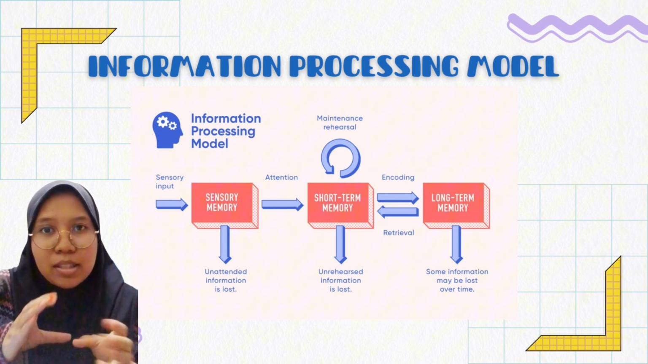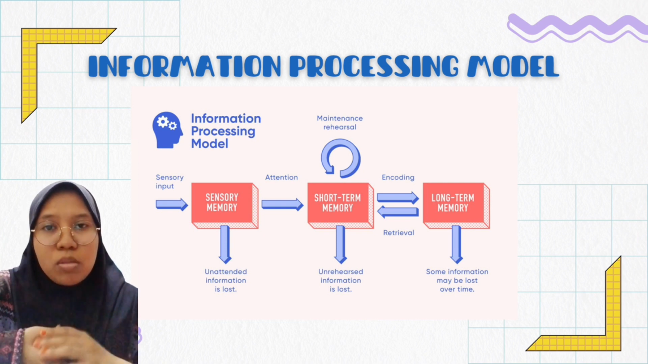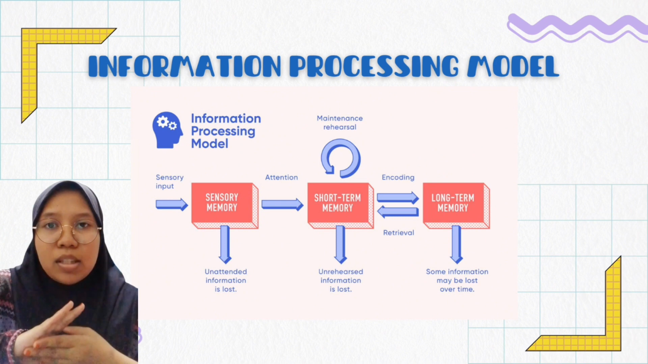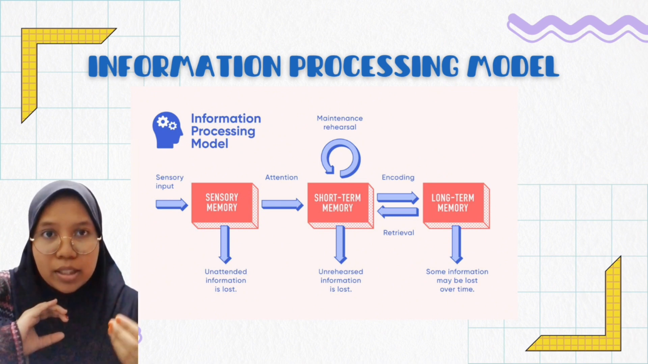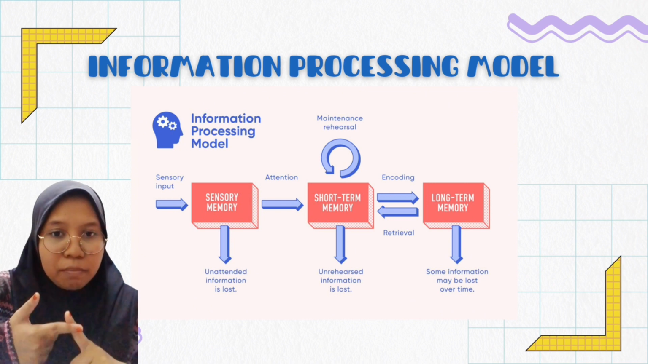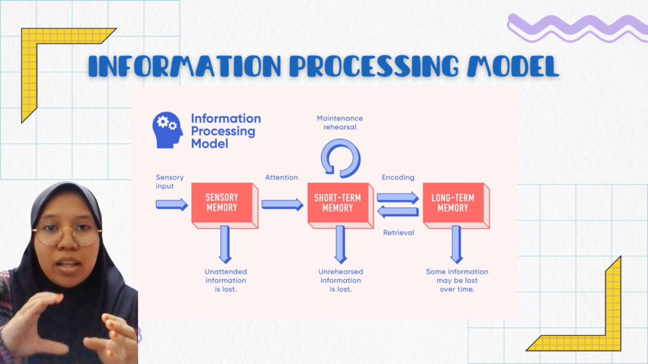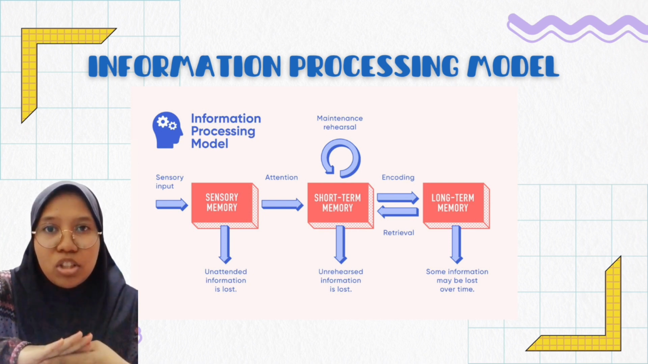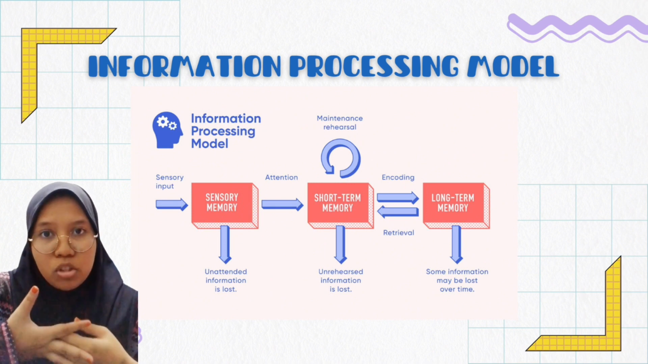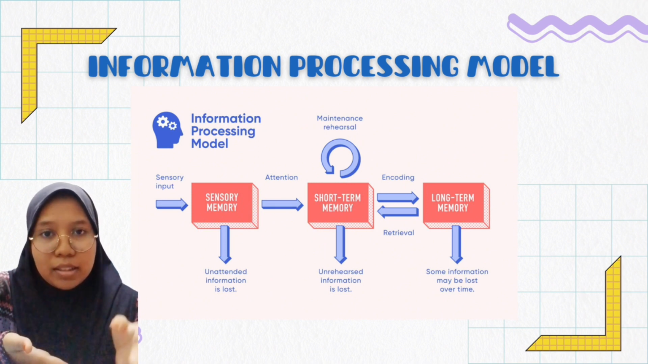These processing models have a few stages and components. The first one is the sensory input. Sensory input is where the information from the environment is received through sensory organs such as eyes and ears, and basically the input is raw and unprocessed. The second one is sensory memory. Sensory memory is the initial stage that briefly stores information for a very short duration. It helps to prevent information overload by only passing on selected information.